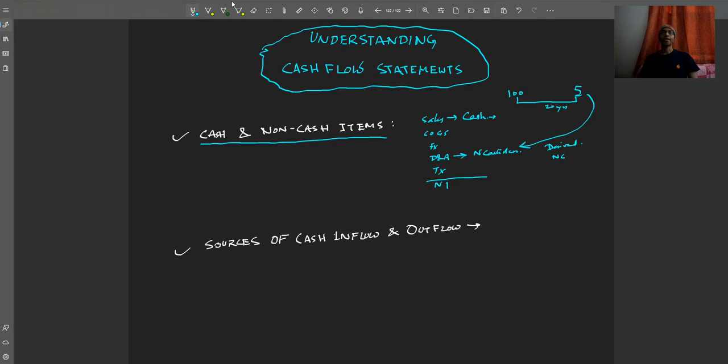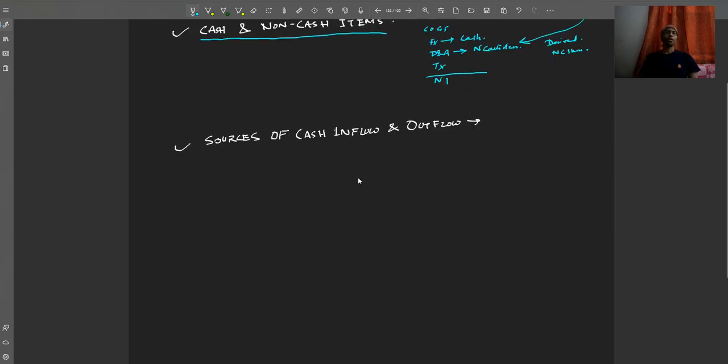It's a non-cash item. Similarly, an interest expense is a cash item. You have actually paid the interest, so it's a cash item. So like this, there are cash items and non-cash items both in the balance sheet and profit and loss statement. Sources of cash inflow and outflow. There are mainly three sources of cash inflow and outflow. They are investments, operations, and financing. Now we will understand each of these items separately, friends.